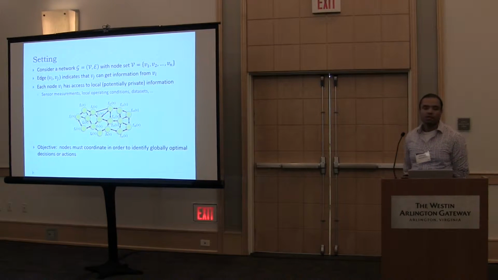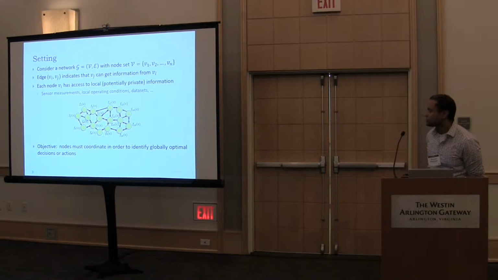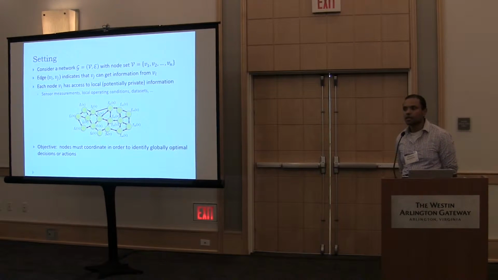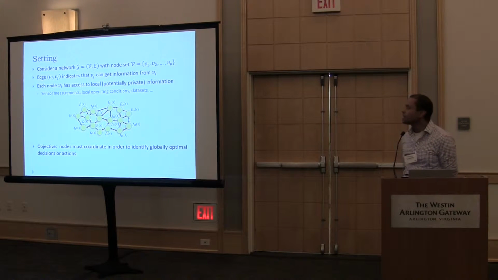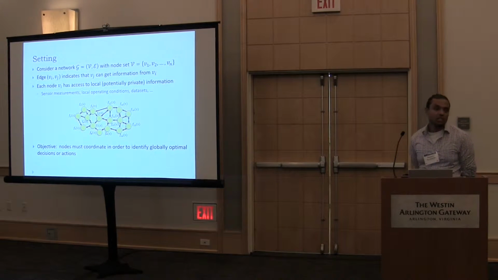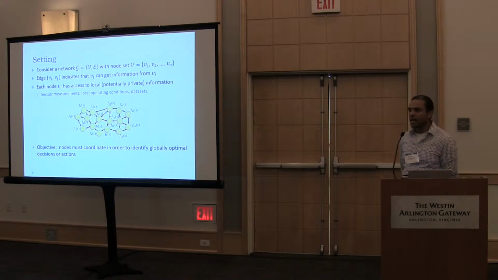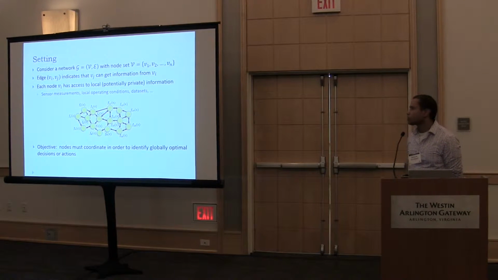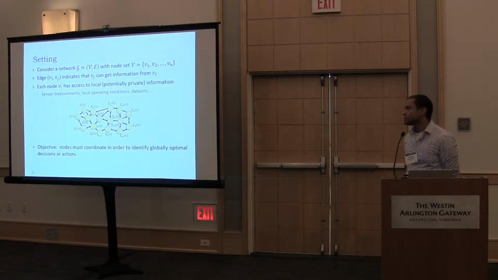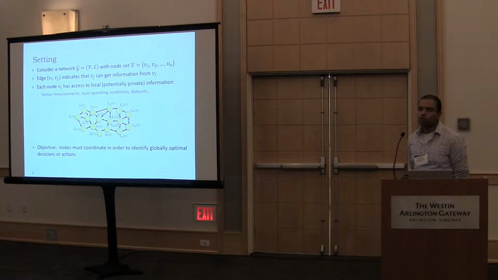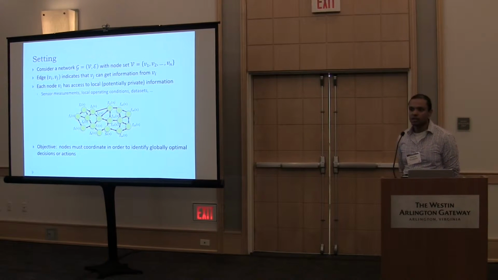You've got a network with n nodes, and you've got the standard interpretation of the edges. An edge from i to j means that node i can send information to node j. Each node has access to potentially private information. This information could be sensor measurements or some static value, it could be an opinion if it's a social network, there could be local operating conditions or data sets, local functions, and so forth. And the objective is that the nodes must coordinate or cooperate in order to achieve globally optimal objectives.